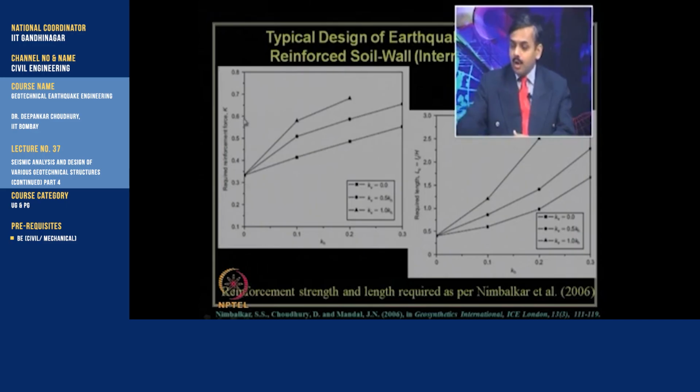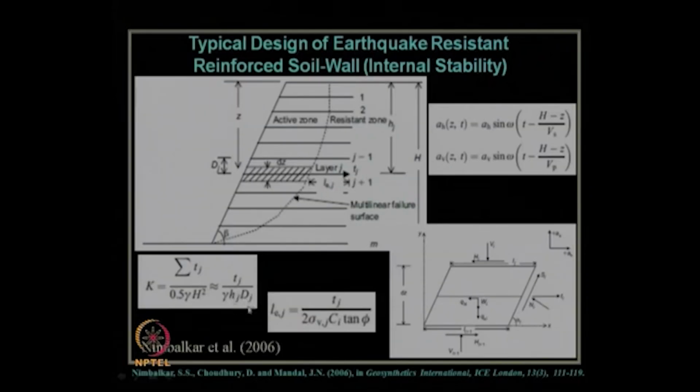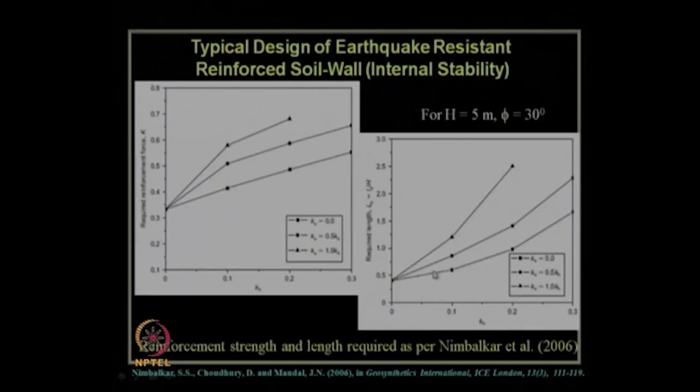Using that, now what can you do? Let us go back. If you know this value, you know the gamma of the soil, you know your Hj and Dj, that is, the thickness or interval of the individual strips of the reinforcement you are going to provide. Using that, you can get what should be the tensile strength of the reinforcement you want to provide. Another thing is the required length, that LC. How do you need to find it out?